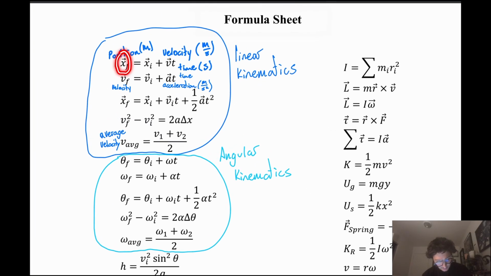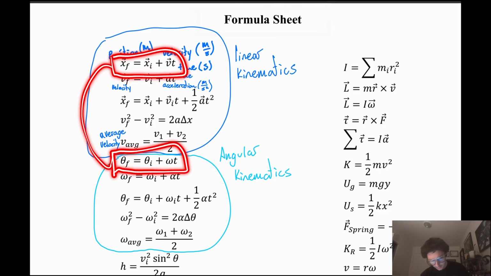You see how here we have x subscript f, here we have theta subscript f, here we have equals x subscript i, here we have theta subscript i, here we have a v, here we have an omega, and here we have a t, and here we have a t. These 2 equations are nearly identical. The only thing they do is they change x for theta, and then they change v for omega.